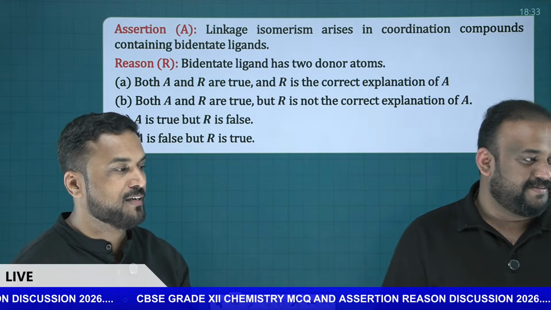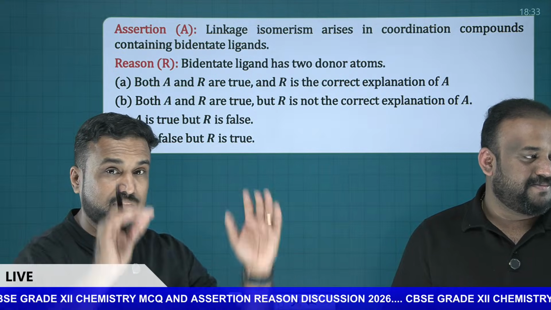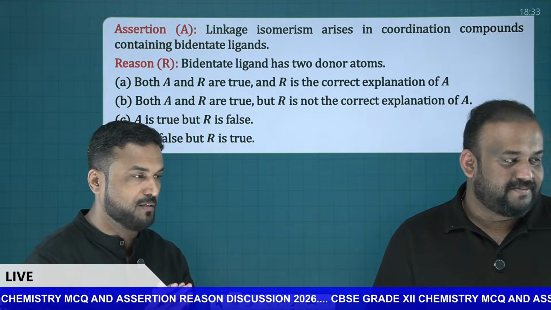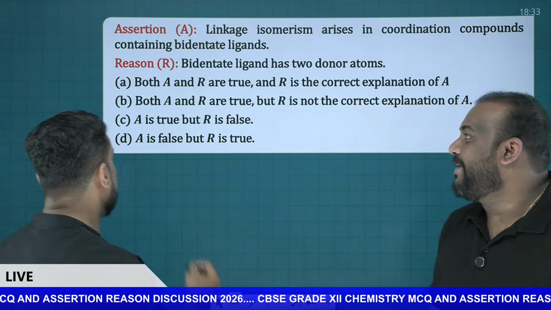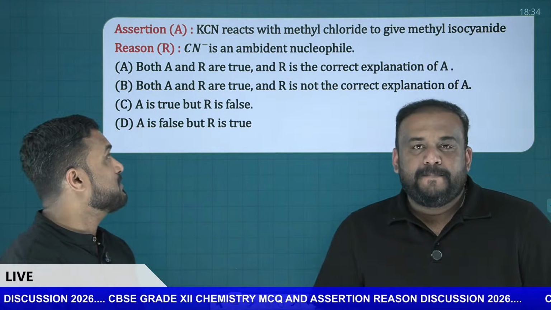Correct. Okay, fine. So this is the way while reading the assertion reason type questions. Read very carefully. That is the prior thing you have to keep in mind. So this is the first one, and we will go to the next one. See, another question, again assertion reason type.